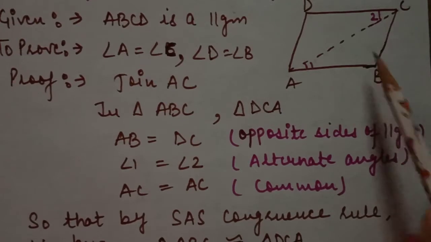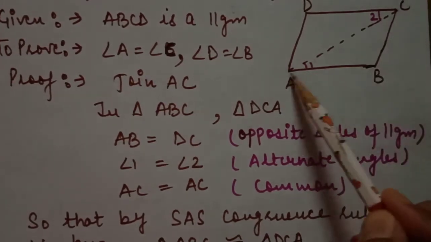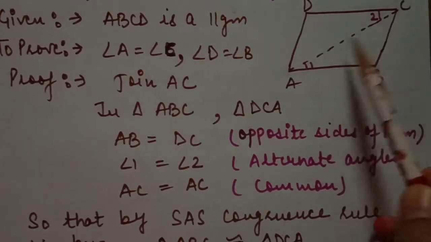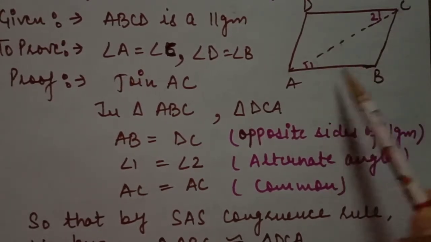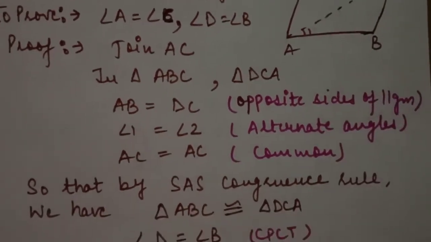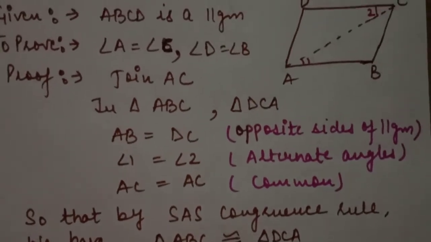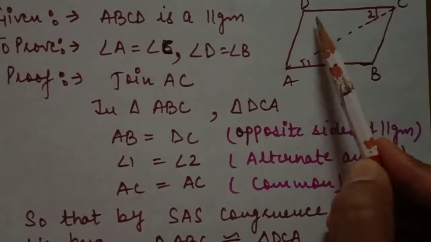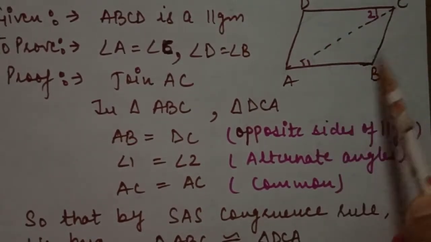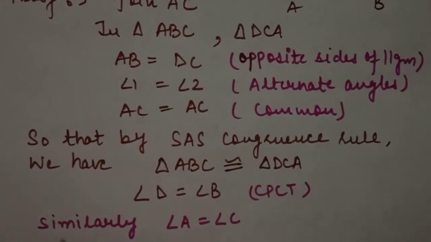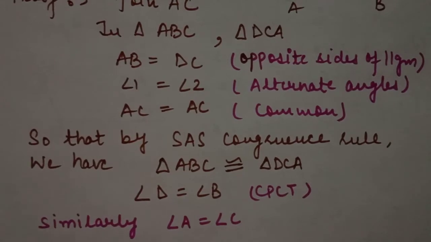So students, in triangle ABC, we took side AB, angle 1 and side AC. So side, angle, side. So by the SAS congruence rule, both triangles are congruent. So by CPCT, the opposite angles, angle D and angle B, are equal to each other. Similarly, we can prove that angle A and C are also equal.